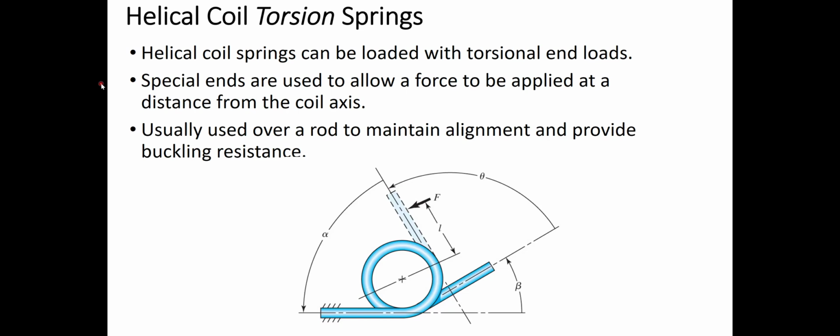Okay, so today we're going to introduce the application of helical coil torsion springs. Helical coil springs can be loaded with a torsional end load. Special ends are used to allow a force to be applied at a distance from the coil axis, and the spring is usually used over a rod to maintain alignment and provide buckling resistance.